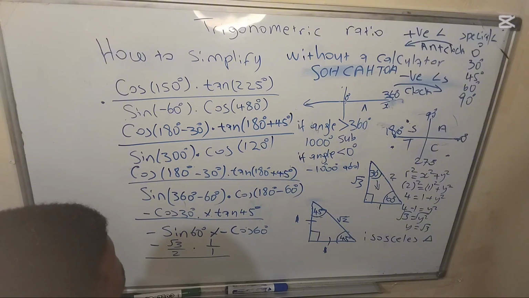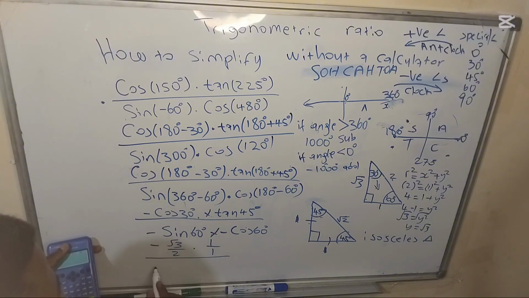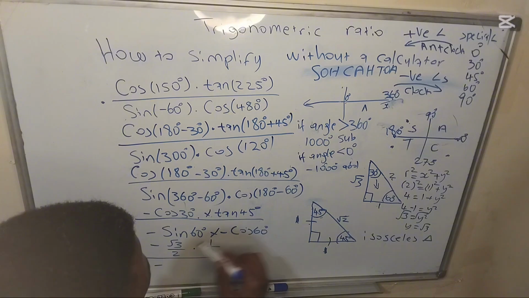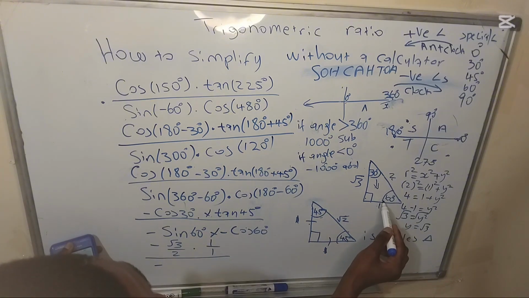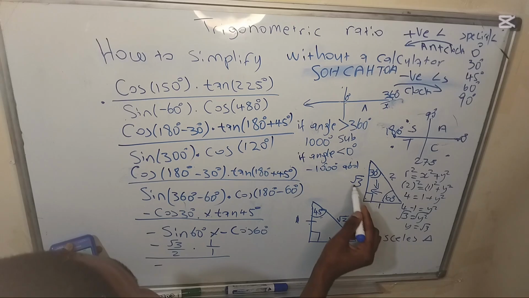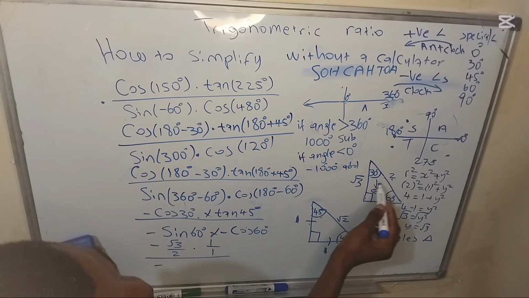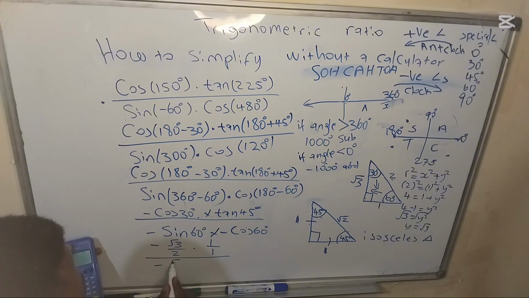All divided by what? All divided by negative sine 60 degrees. This is a triangle of 60 degrees. So sine 60 degrees: sine is opposite over hypotenuse. Our opposite of 60 degrees is this side, which is root 3, over the hypotenuse. Opposite over hypotenuse means we have root 3 over 2.